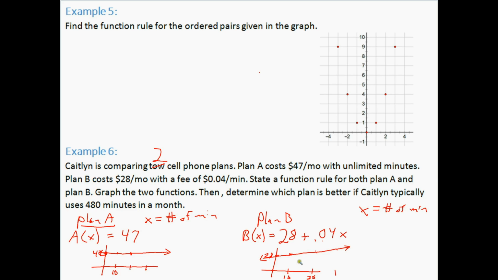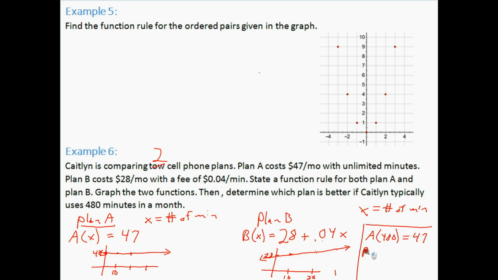So there's a couple simple graphs. This one's horizontal, this one is sloping upward. Determine which plan is better if Caitlin typically uses 480 minutes a month. Well, what we're going to do is compare our two functions. We're going to take A of 480. That means for Plan A, she's using up 480 minutes. Well, we know that if she uses 480 minutes, it's $47 no matter what.